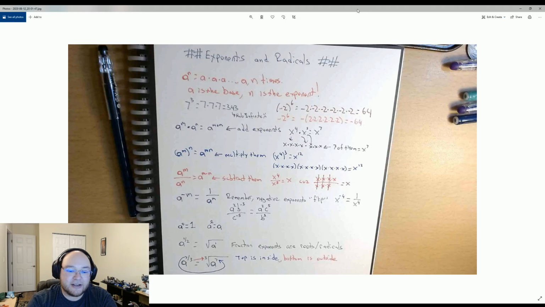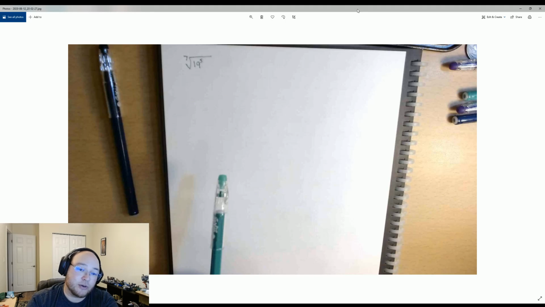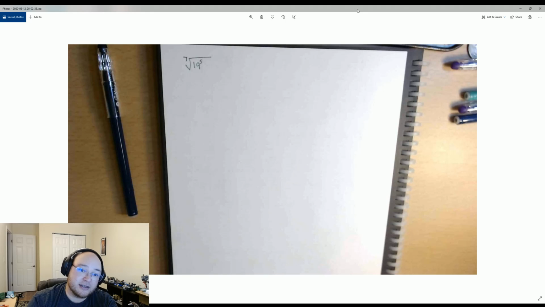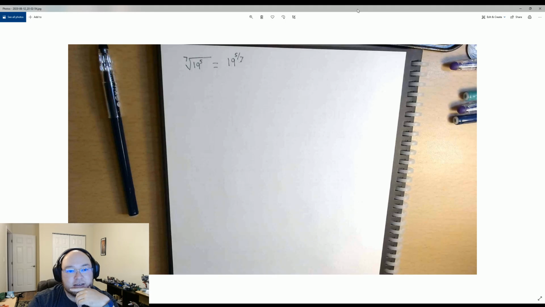So if you look back here, whatever the top number of the fraction was went on the inside, so we're just going to do that opposite. Whatever's on the inside, which was a 5th, goes on top, that 5 goes on top, and that 7 goes on the bottom.